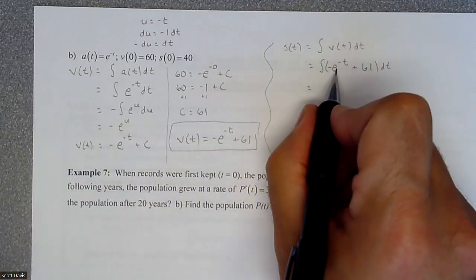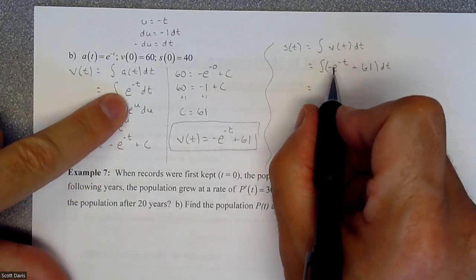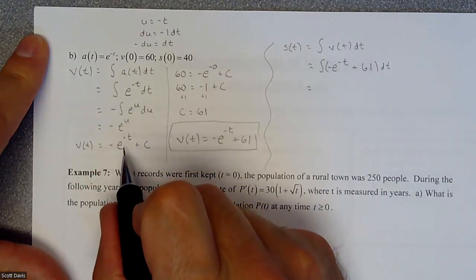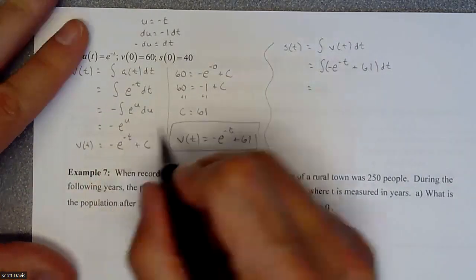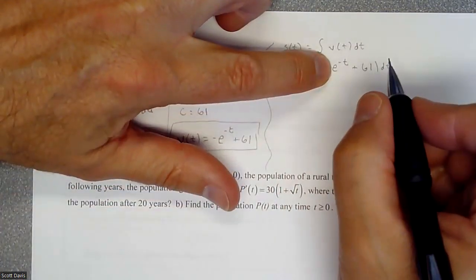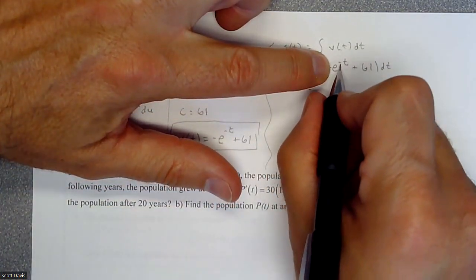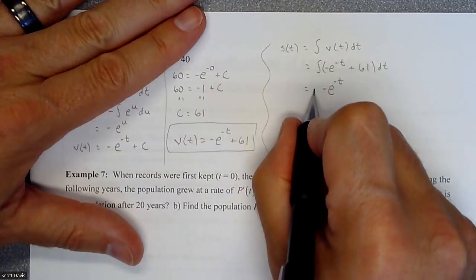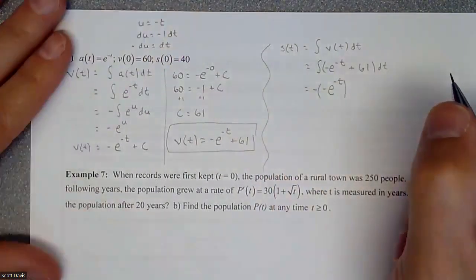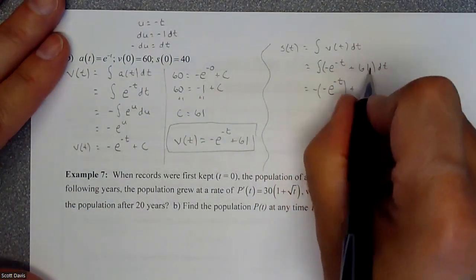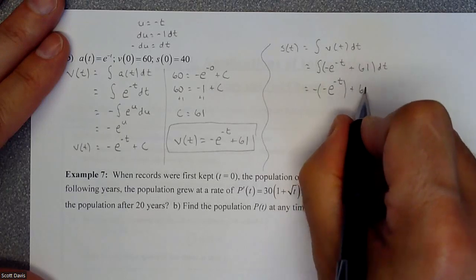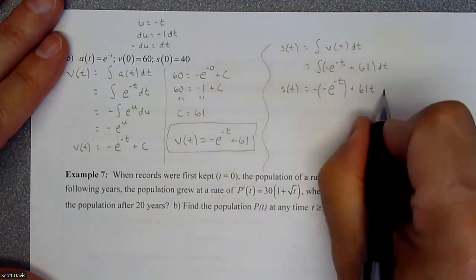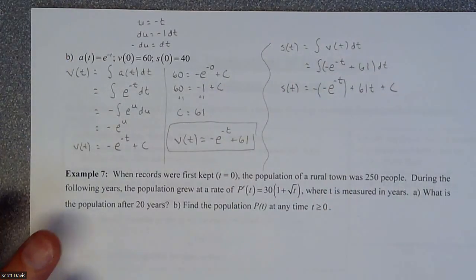If I do the antiderivative of e to the negative t, which I did right here, it becomes that value. So if I ignore that negative for a second, the antiderivative of e to the negative t is negative e to the negative t, with this extra negative attached to it. We'll clean that up in a second. Plus the antiderivative of 61 is 61t. And that is our position function with the c tacked onto it.